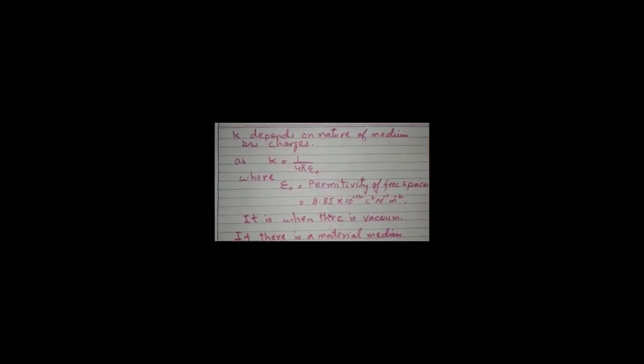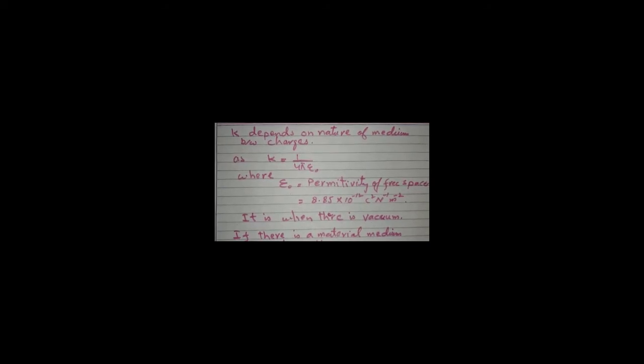Epsilon naught is the permittivity of free space. Its value is 8.85 times 10 power minus 12 Coulomb square per Newton per meter square. It is the value when the medium between the two charges is vacuum.